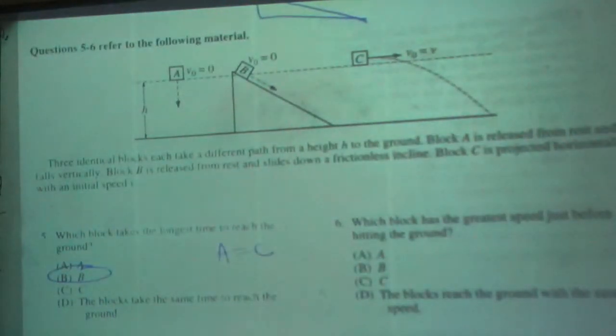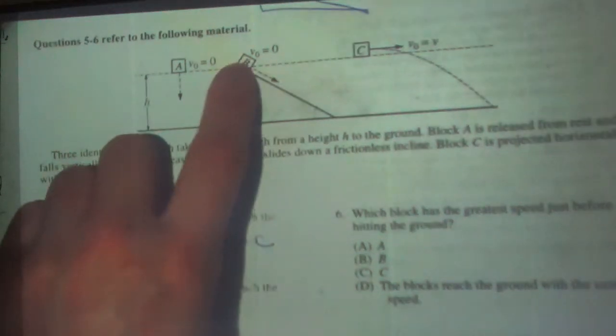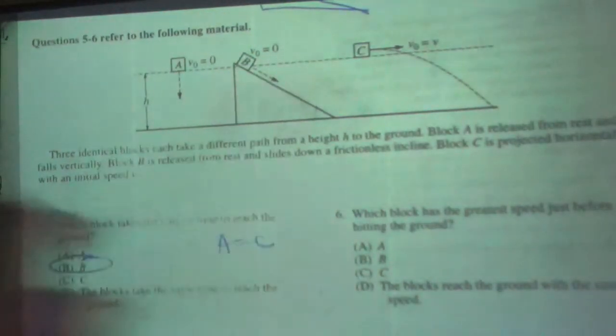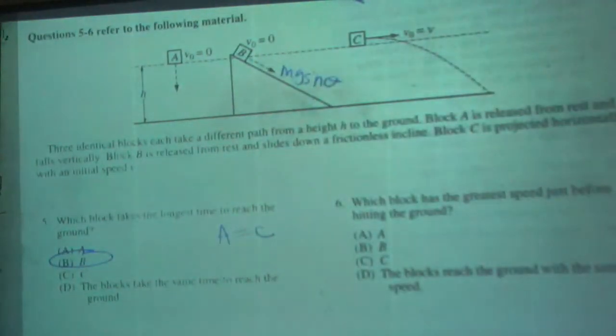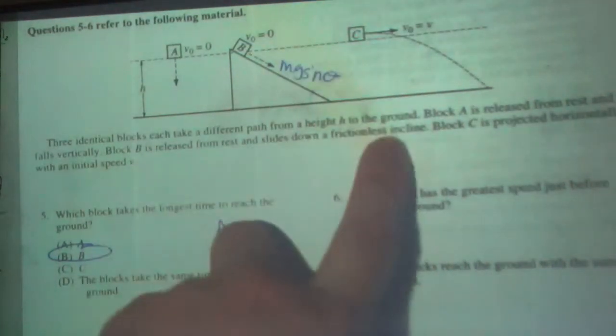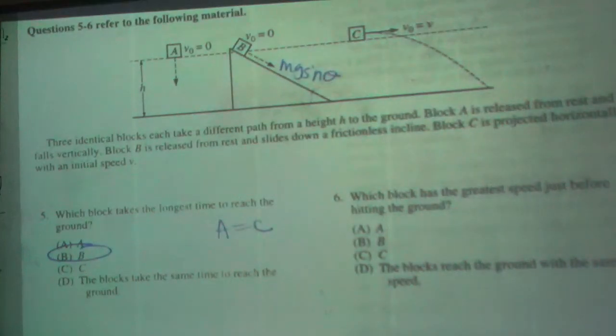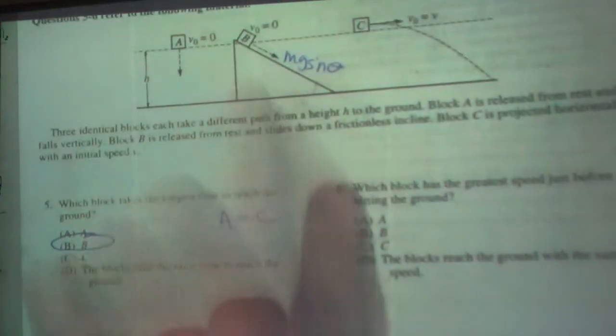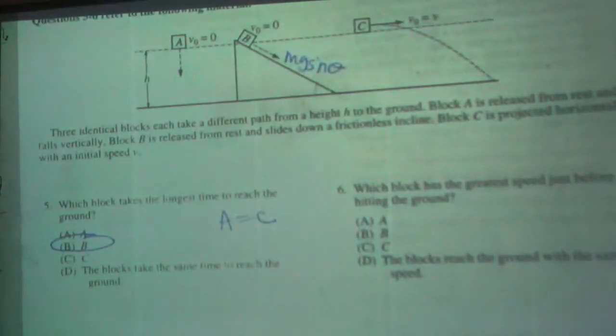A and C go the fastest because they just have the acceleration of gravity. Here I have just the acceleration mg sine of the angle. So depending on the angle, I have more or less acceleration. I'll take more or less time, but it's definitely less time than just g by itself, an angle of 0. Or I guess an angle of 90. Which block has the greatest speed just before hitting the ground?